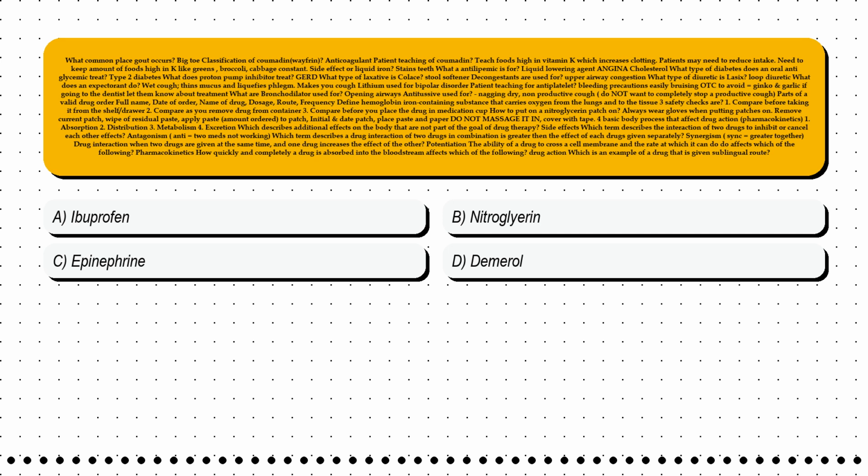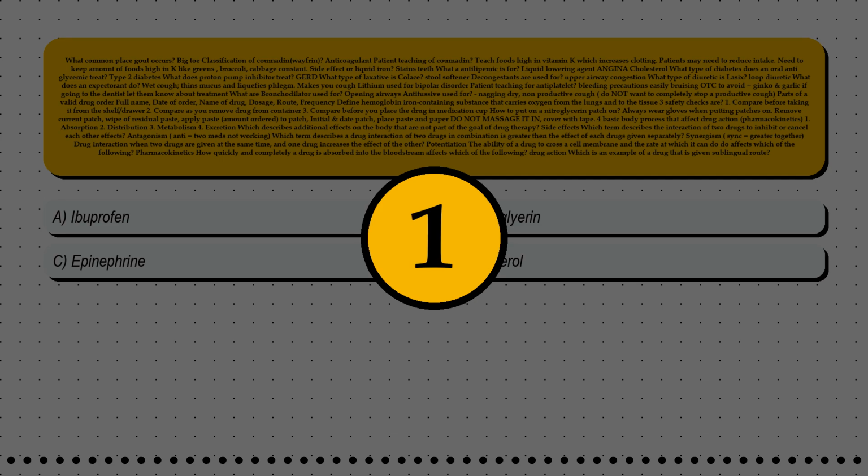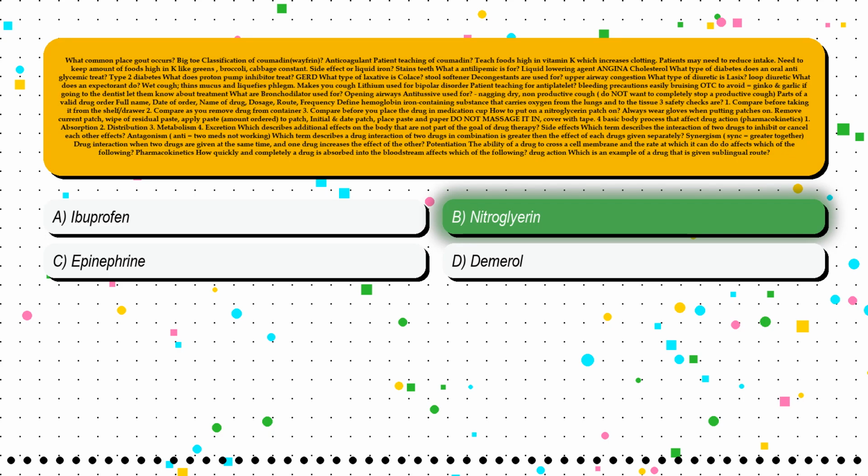Effects, which of the following? Drug action. Which is an example of a drug that is given by sublingual route? Option A, ibuprofen. Option B, nitroglycerin. Option C, epinephrine. Option D, Demerol. The correct answer is option B, nitroglycerin.